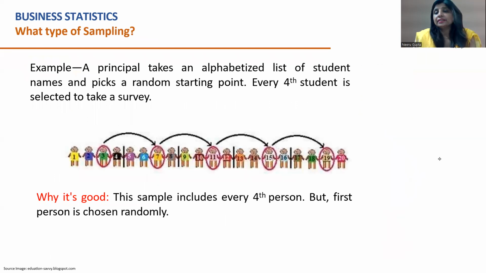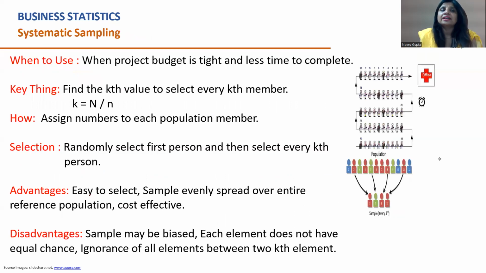Now see another example. A principal takes an alphabetic list of students' names and picks a random starting point. Every fourth student is selected to take a survey. Why is it good? The sample includes every fourth person, but the first person is chosen randomly. Can you think which kind of sampling this is? Yes, this is systematic.